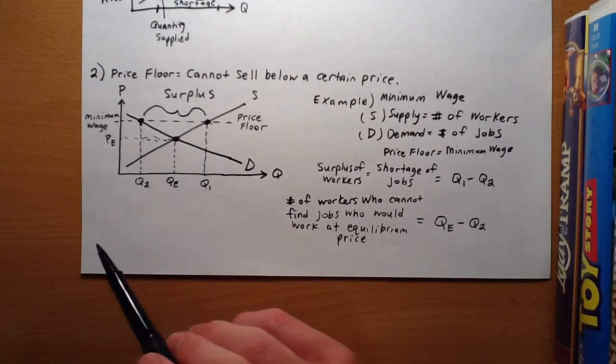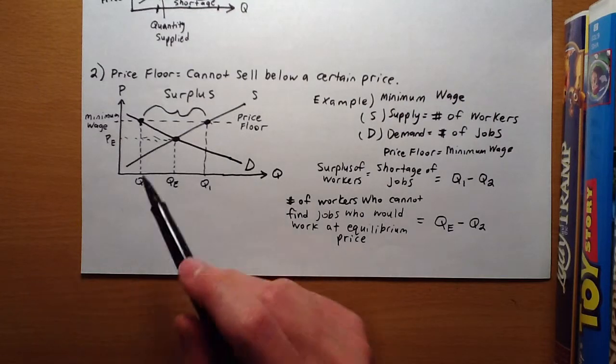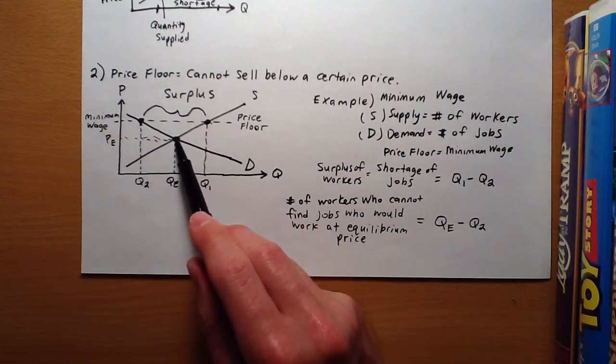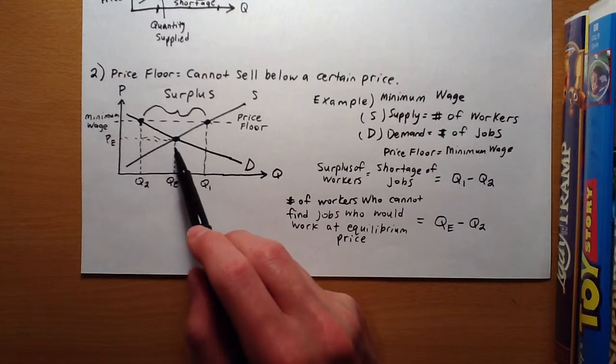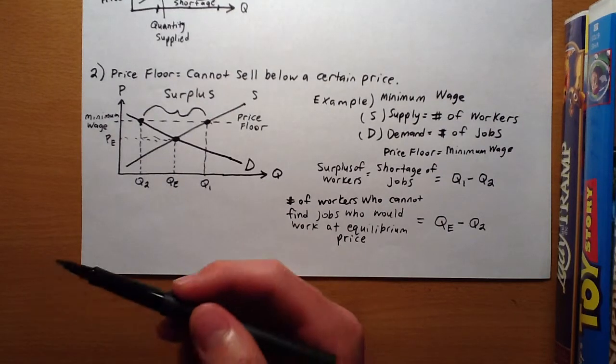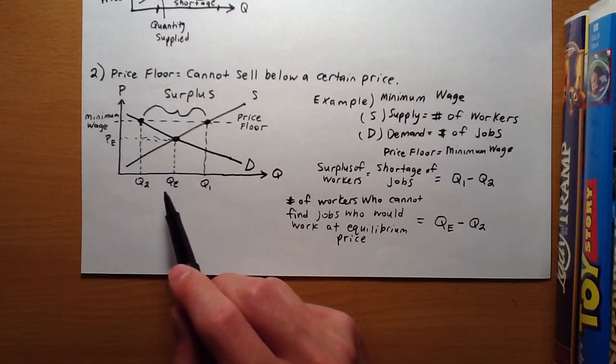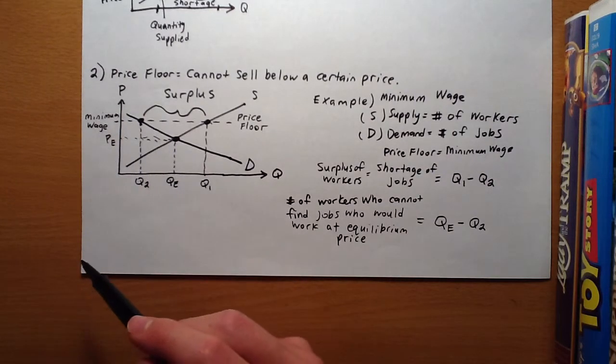If we didn't have the minimum wage, if we didn't have a price floor for labor, we have the equilibrium quantity. Everyone who wanted to work at this wage would work, and that number of jobs would be provided. There would be more jobs than there are now, but the wage would be lower.